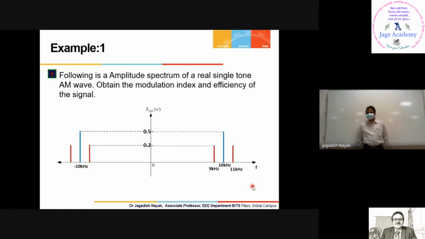Can you calculate M, modulation index, now? How do you calculate modulation index now? What is that 0.5 equal to? AC by 2, right? We get the AC value. What is that 0.2 equal to? M AC by 4. You got it?